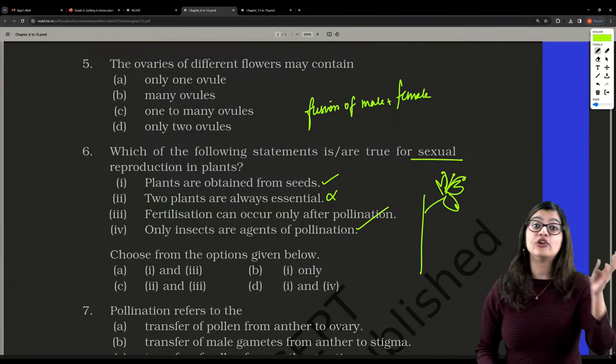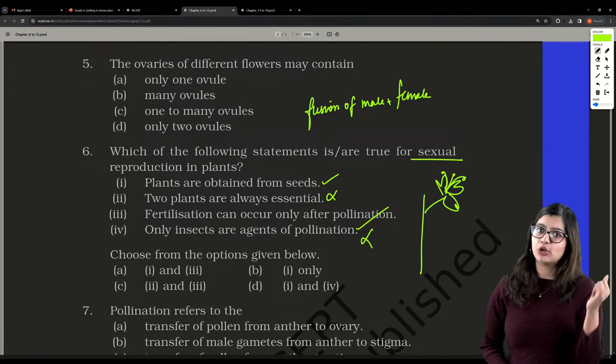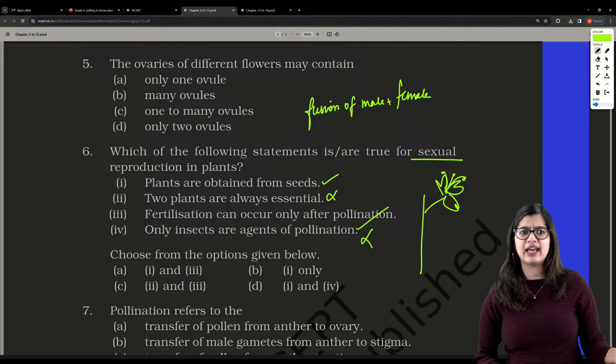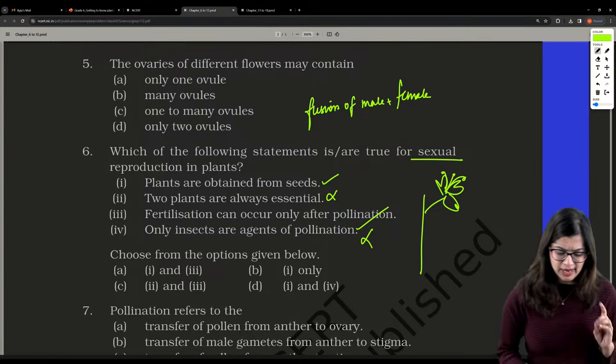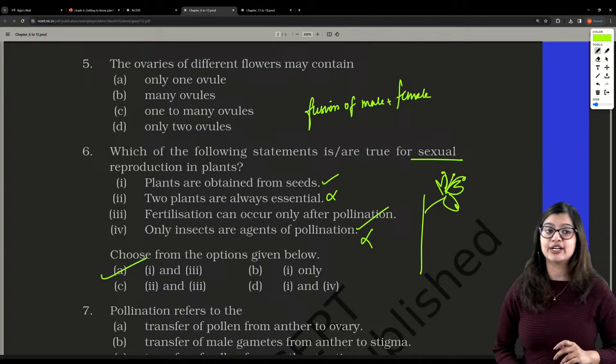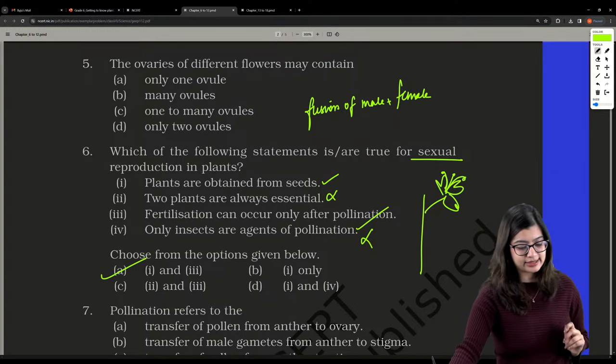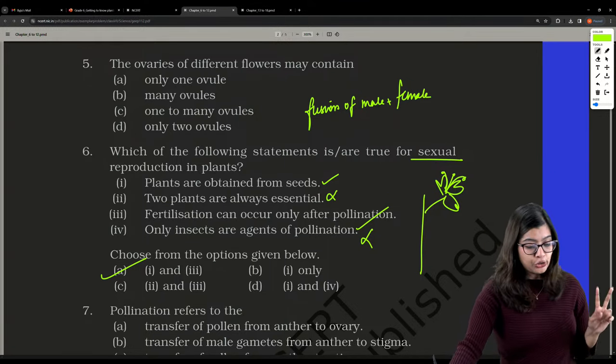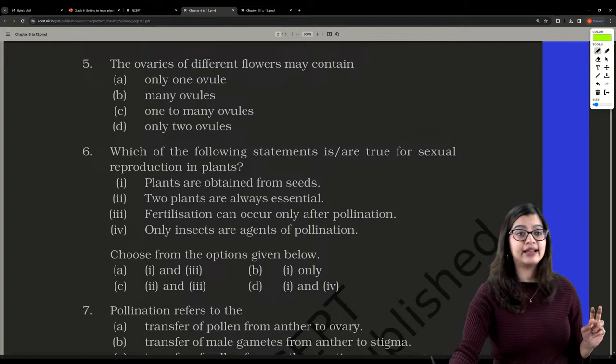Insects are the only agents? No, we know birds, wind, water, they are all agents, right? Which is why in this case, 1 and 3 is correct. So the correct answer here is option A, right? Correct answer is option A. Not 2 and 3, but it is 1 and 3.